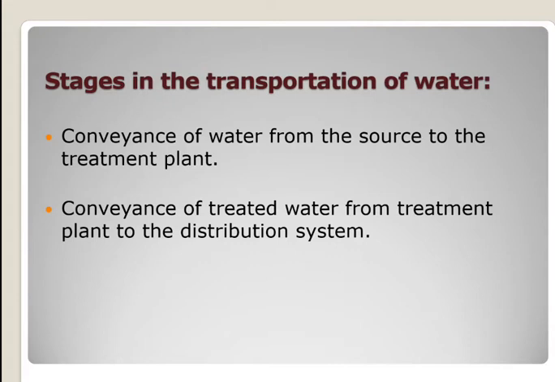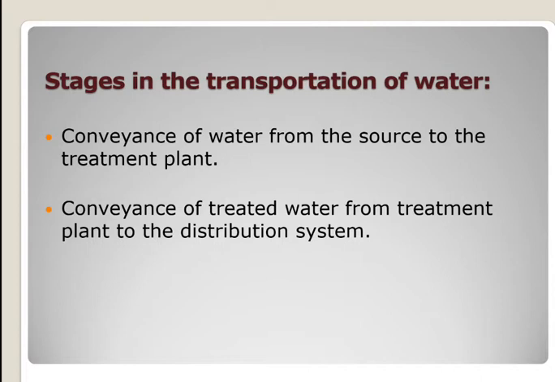One is the conveyance of water from the source to the treatment plant. In the first stage, water has to be taken from the source and conveyed to the treatment plant for further treatment. And the second stage is the conveyance of the treated water from the treatment plant to the distribution system. After the water is treated at the treatment plant, we have to further transport or convey it to the distribution system so that the water can reach the users.